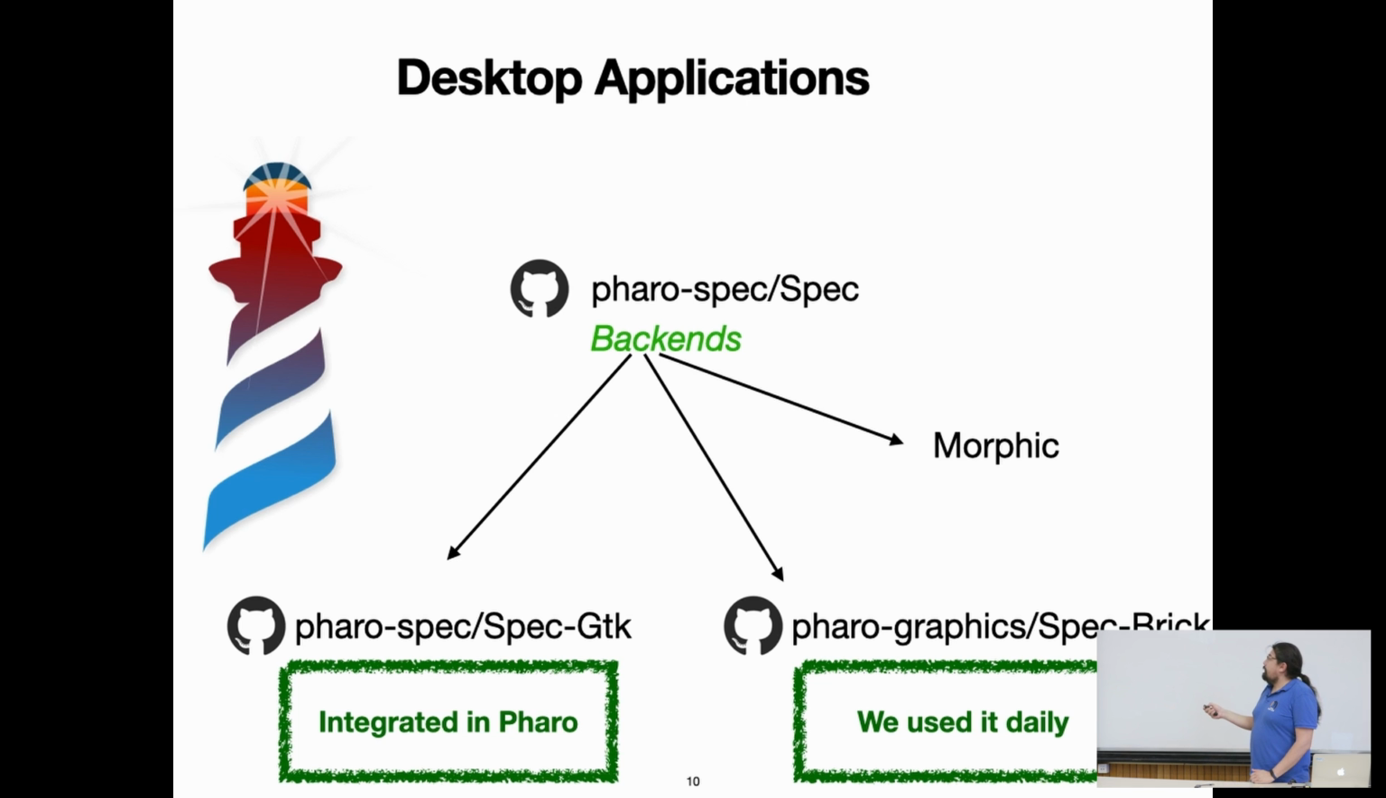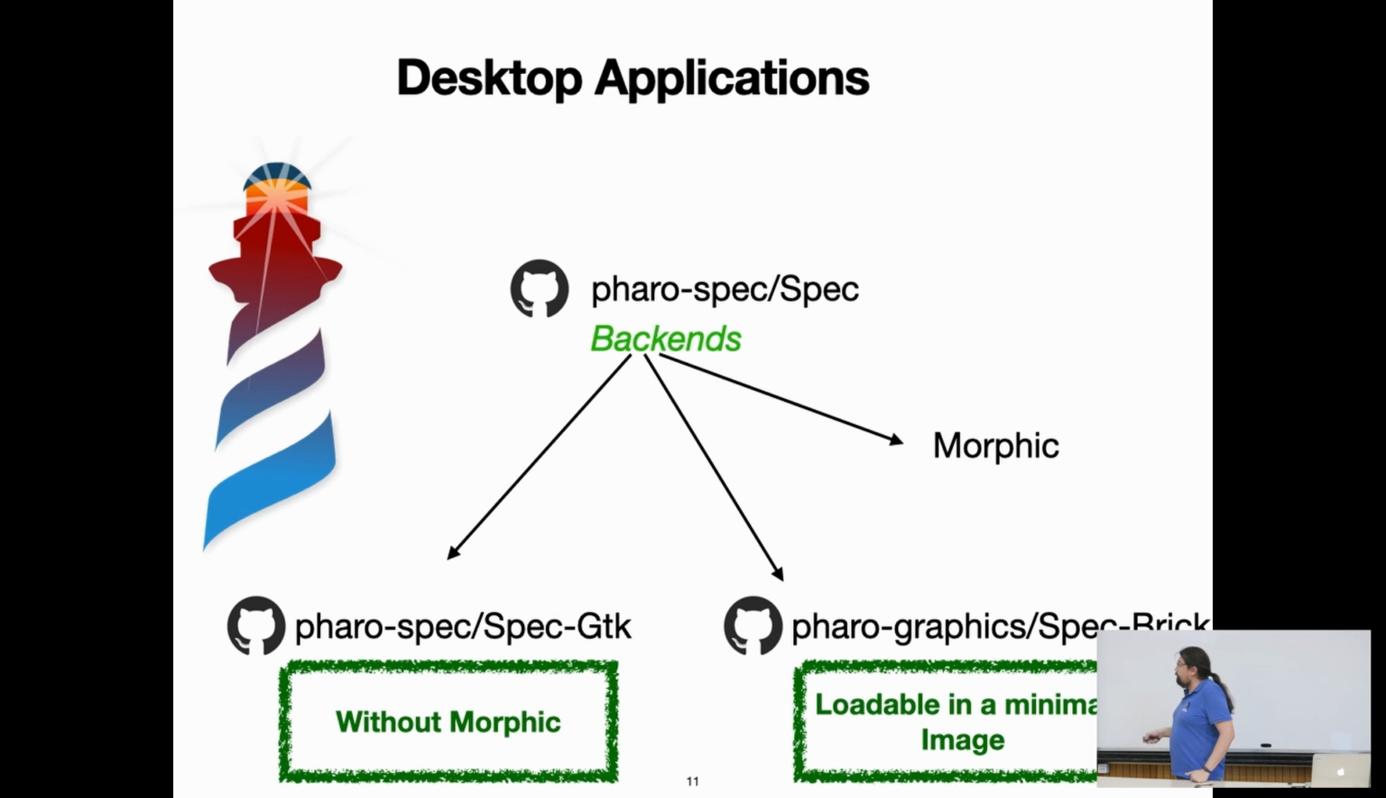And the idea is that Spec is intended to have multiple backends and to produce an application that we can run in different ways. We can select them to execute it without Morphic or with Morphic, or we can load it in a minimal image. I will talk a little more about that later. But it allows us to build an application that looks and feels like another application in the operating system.